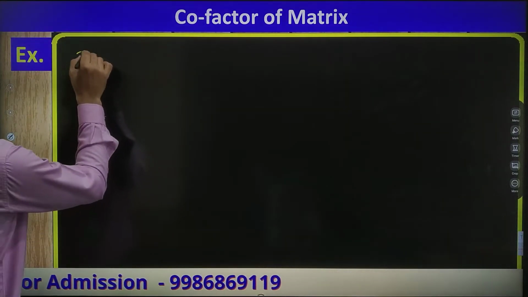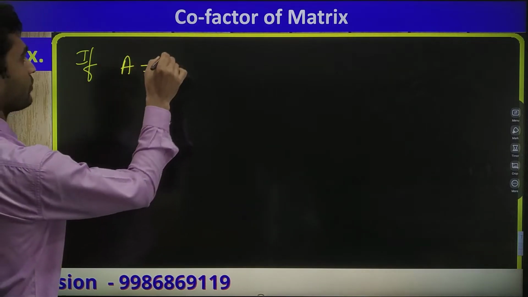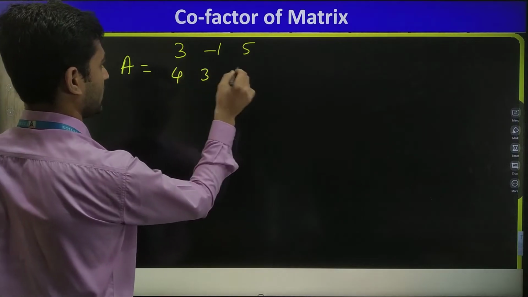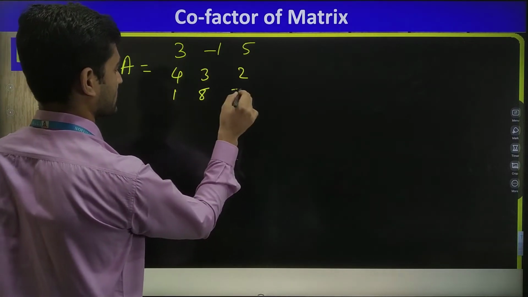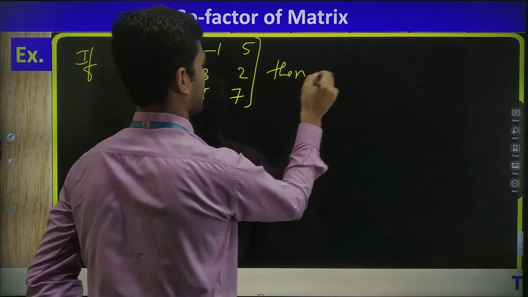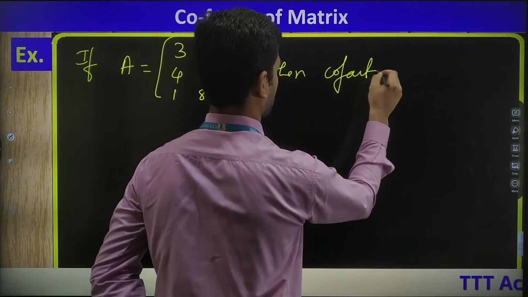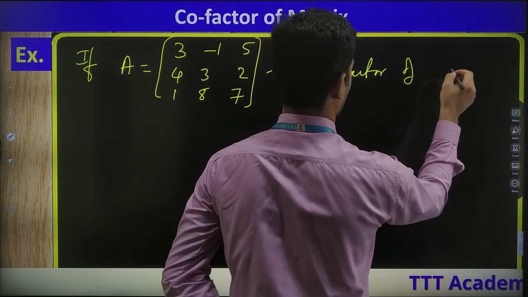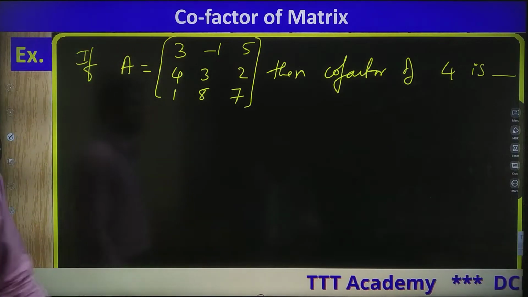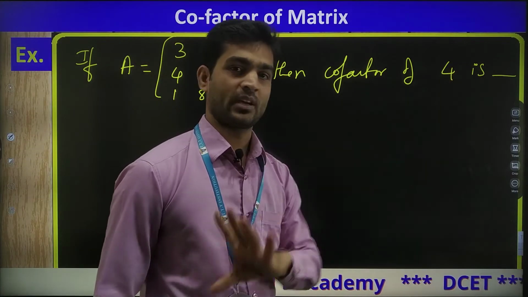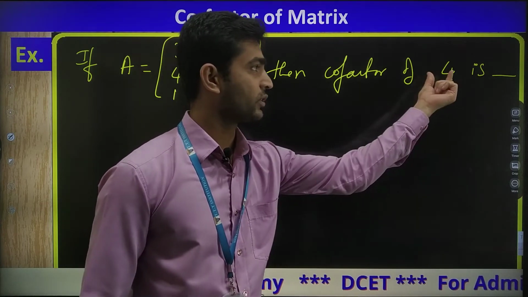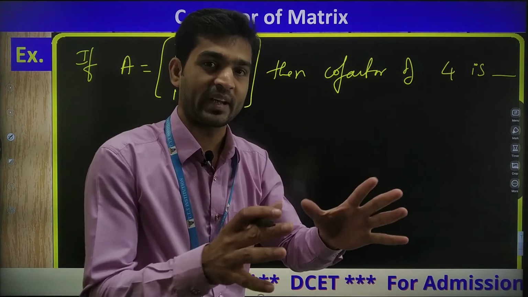Suppose A equal to 3 minus 1 5, 4 3 2, 1 8 7. So this is one matrix. Then the cofactor of 4 is dash. See here, 4 is one element. Dear friends, 4 is an element. So for this element 4, I want to find the cofactor.